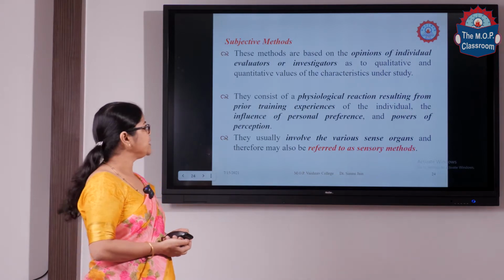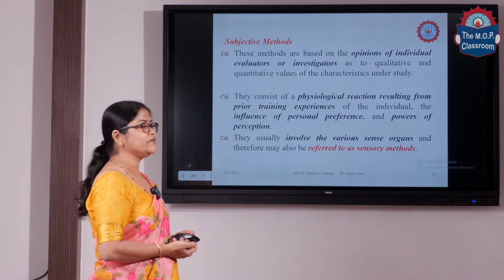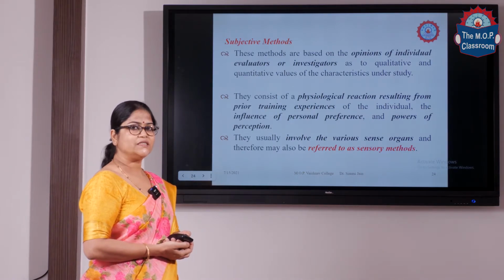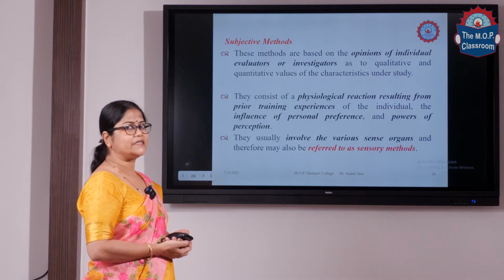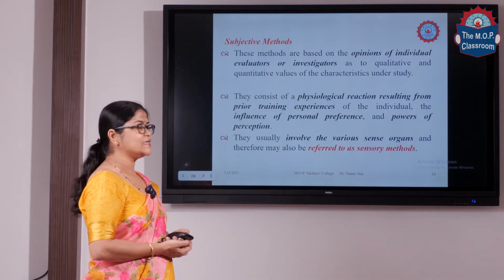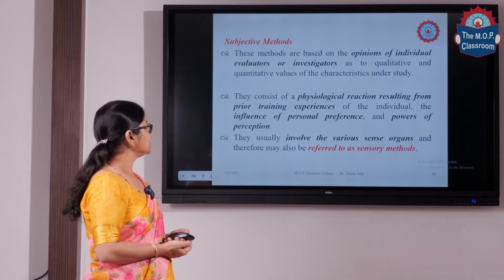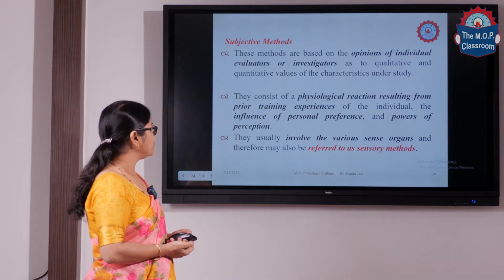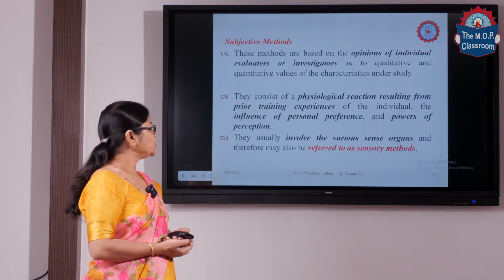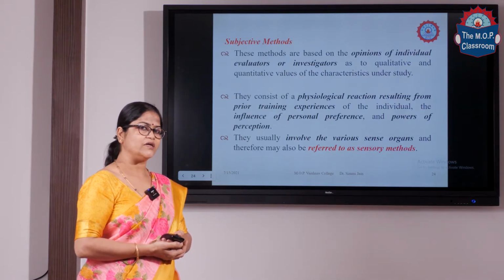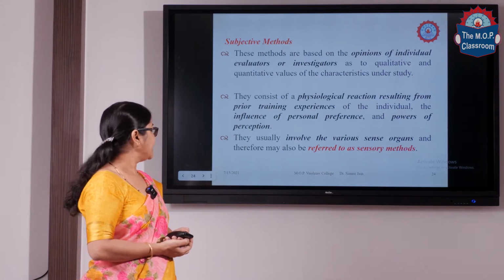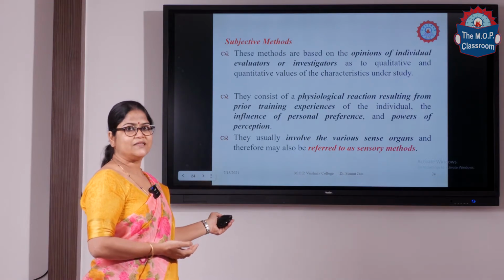Subjective methods are based on the opinions of individual evaluators or investigators as to the qualitative and quantitative values of the characteristics under study. They consist of a physiological reaction resulting from prior training and experiences of the individual, the influence of personal preference, and powers of perception. They usually involve the use of various sense organs like touch, feel, smell, taste, and thereby they are also referred to as the sensory methods.